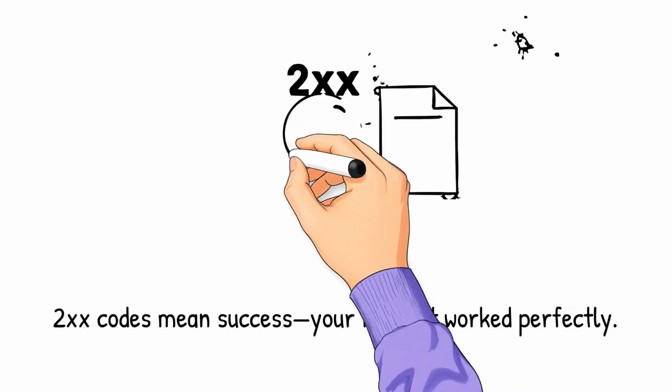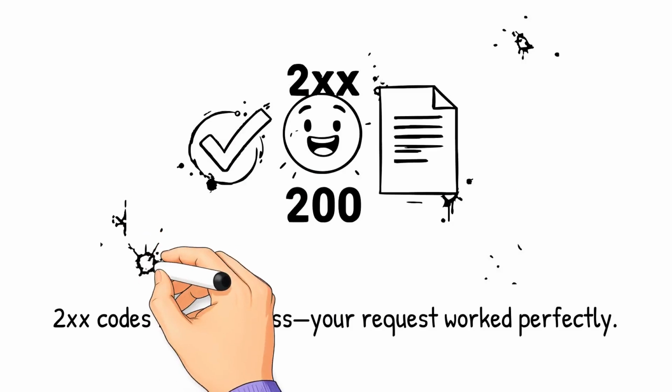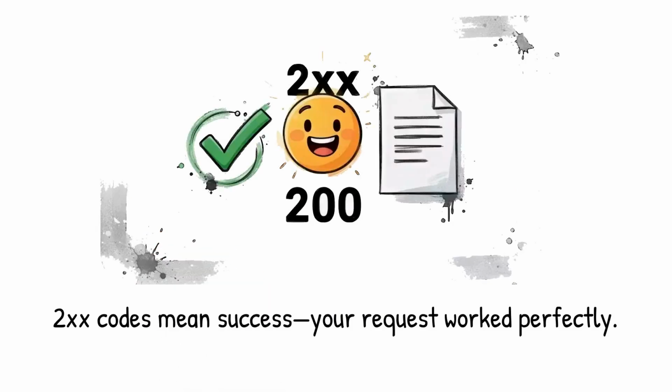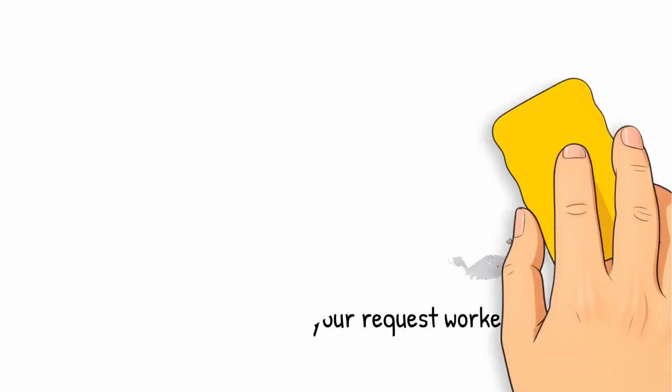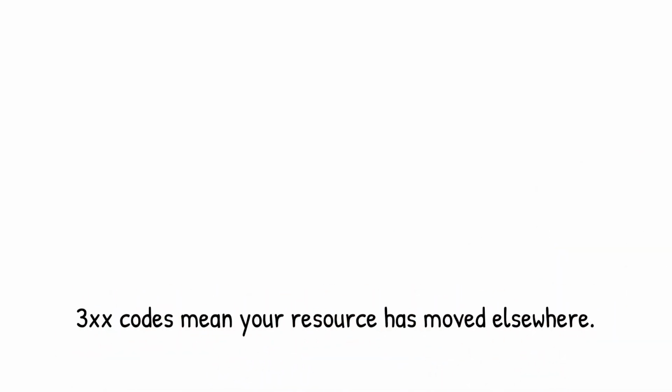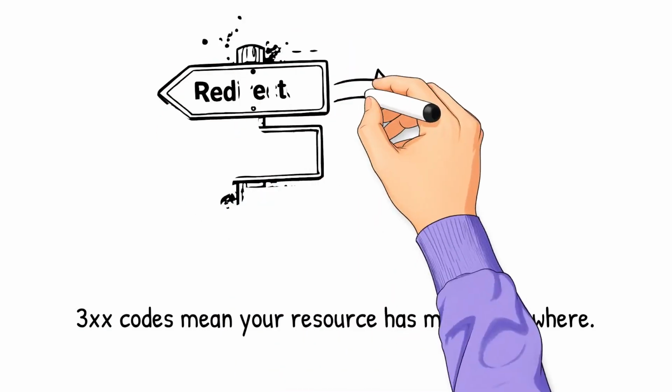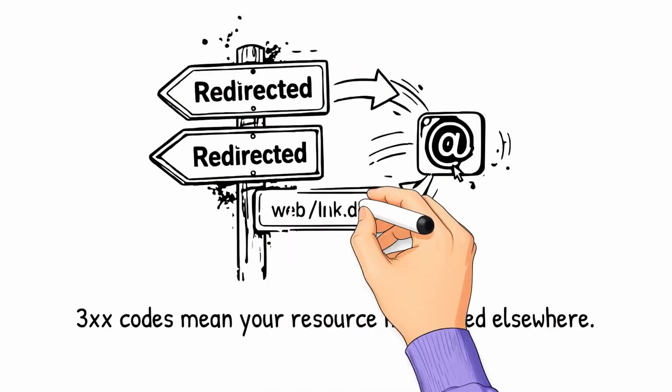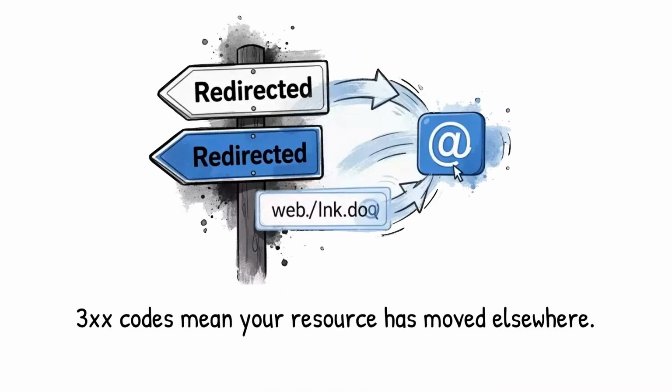2XX, success. This is the happy one. It means your request worked perfectly. The most common is 200, which simply means, okay, here's what you asked for. 3XX, redirection. It means what you wanted has moved. Go look over here instead. This is how old links quietly send you to new pages.